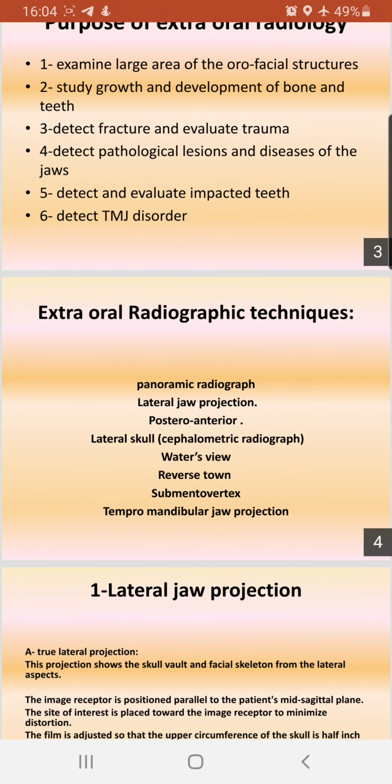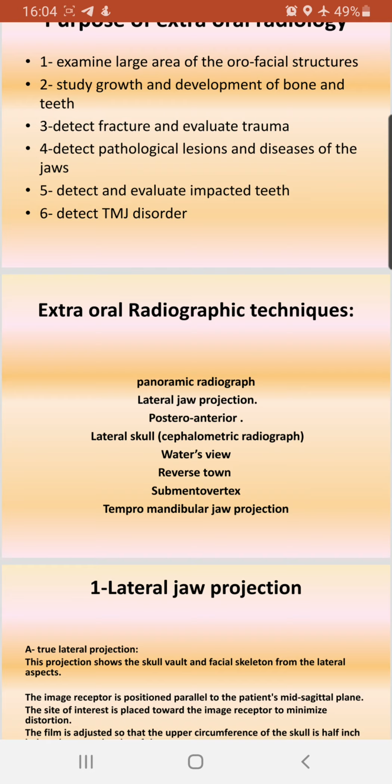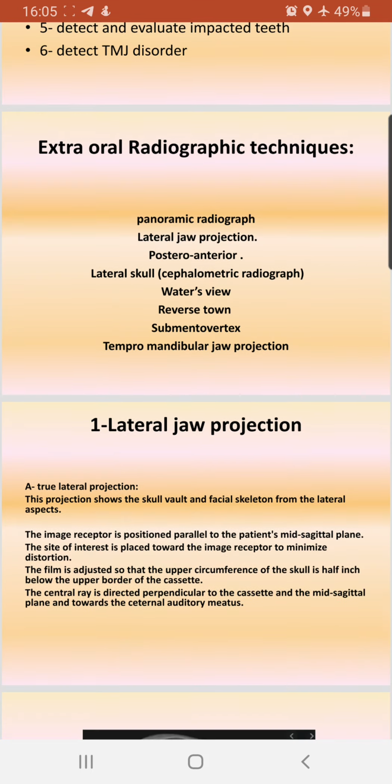Extraoral radiograph techniques include panoramic radiograph, lateral jaw projection, postero-anterior, lateral skull, cephalometric radiograph, Waters view, reverse Towne, submentovertex, and temporomandibular joint projection. The first one is lateral jaw projection.